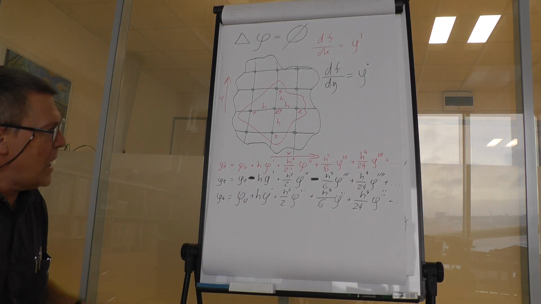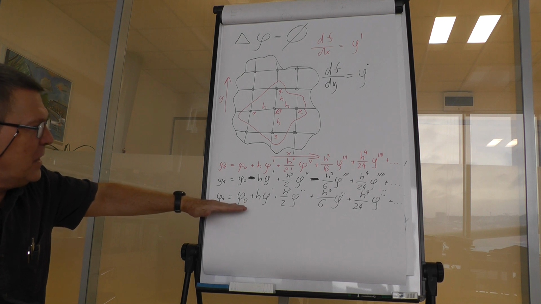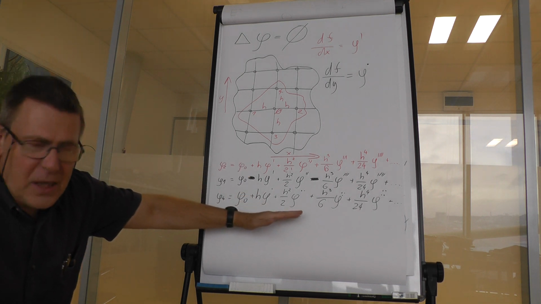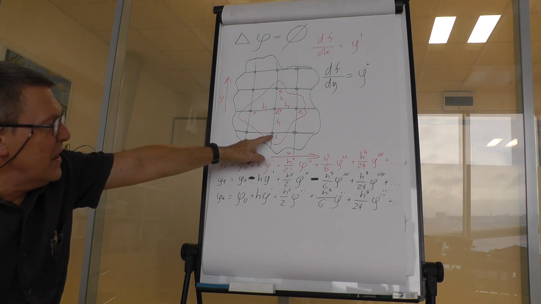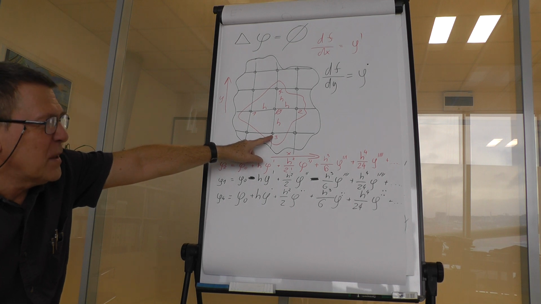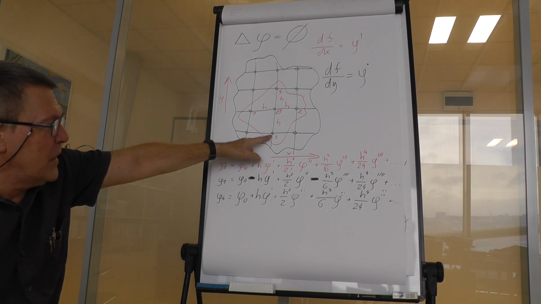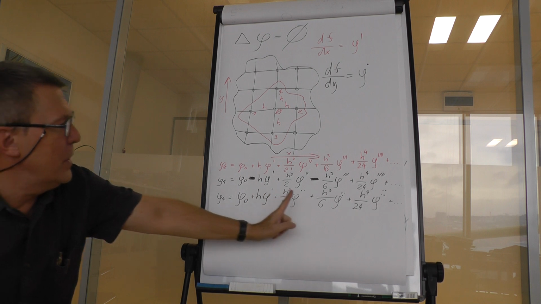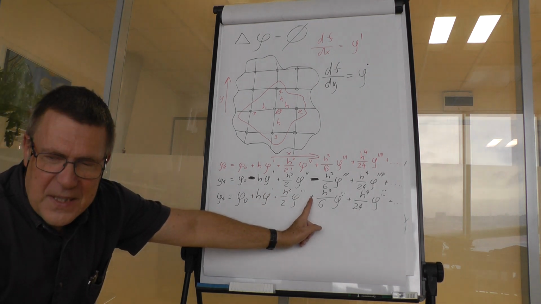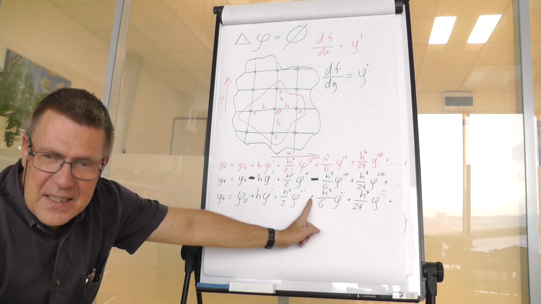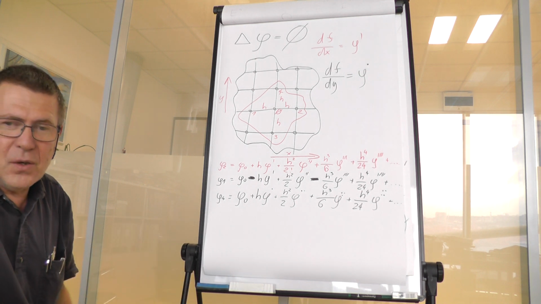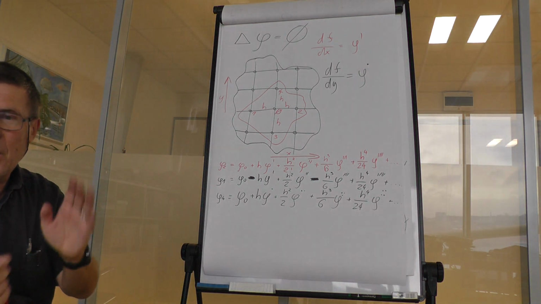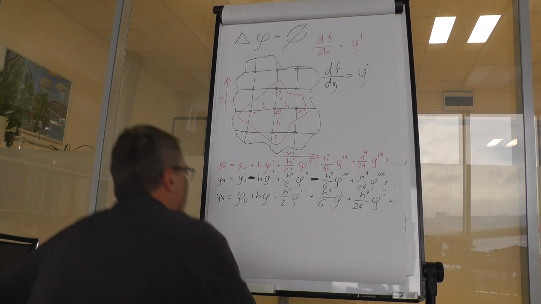And now I will put down an analogous equation for phi 3. We know that the equation would only differ in those two signs, where there will be minus instead of plus. So I put it down now without comments.